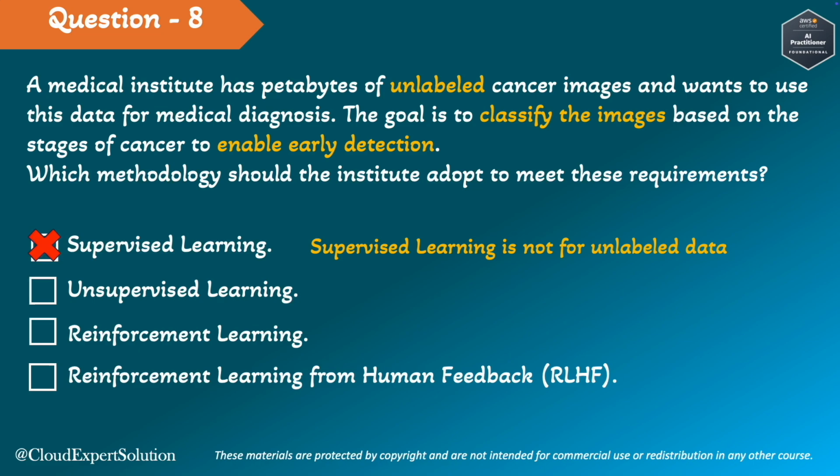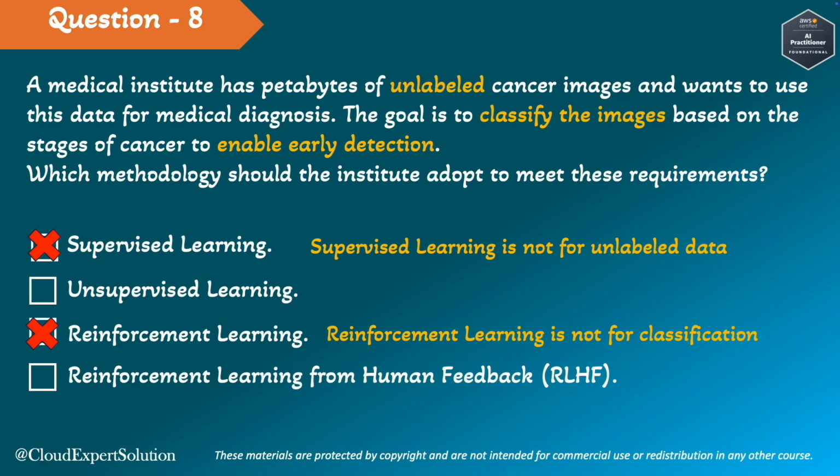Let's try to find other incorrect options, and we'll start with option number 3, reinforcement learning. Reinforcement learning is used for training models to make a sequence of decisions by maximizing some notion of cumulative rewards. It is typically used to build games, and it is not typically used for clustering or classifying data into tiers, especially when we are dealing with unlabeled data. Hence, reinforcement learning is not the correct answer for us.